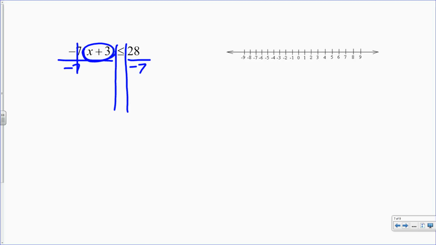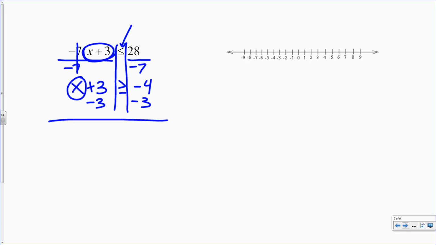So I just divided by a negative. I'm left with x plus 3 on this side. I'm going to have to switch the sign from less than to greater than or equal to. And 28 divided by negative 7 is negative 4. Now we want to get our variable alone. We're adding 3, so we're going to subtract 3.